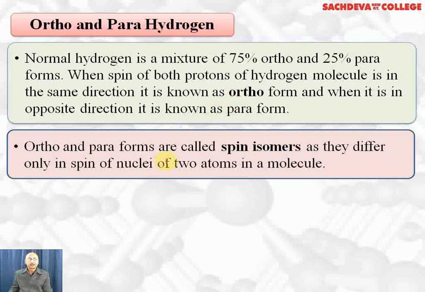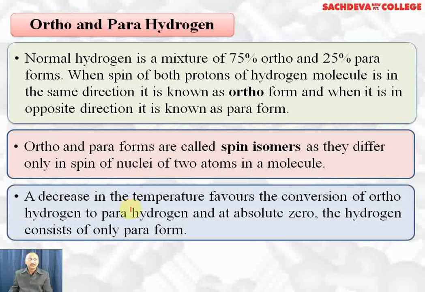Ortho and para forms are called spin isomers as they differ only in the spin of the nuclei of the two atoms in the molecule. A decrease in temperature favors the conversion of orthohydrogen into parahydrogen, and at absolute zero hydrogen consists of only para form, whereas pure ortho form cannot be obtained.